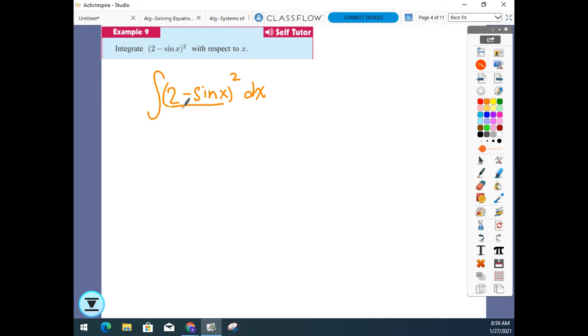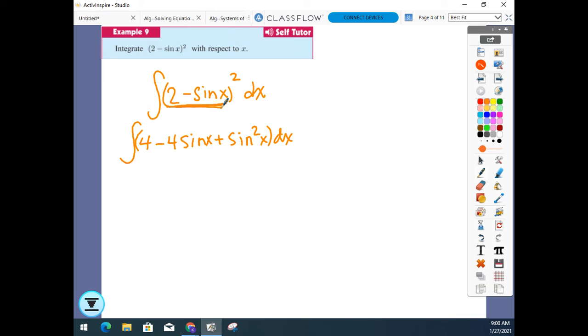So the first step we need to do is square the quantity. So 4 minus 4 sine x plus sine squared x. If you need to actually write this out and distribute it to get what I got, that's fine. Just use it up top a little bit.